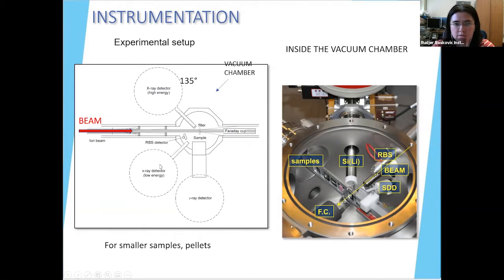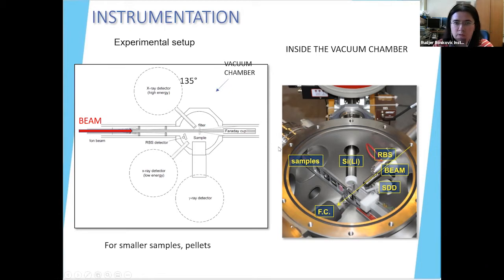Also, we can put different types of detectors. For example, we can have one X-ray detector, another X-ray detector. This RBS detector is for detecting the backscattered protons. And for example, we can additionally put in a gamma ray detector. And here is the inside view of the vacuum chamber. So the beam passes through this collimator. Here is the sample, the Faraday cup. And here we have this RBS detector, a silicon lithium detector, and an SDD detector for X-rays. Usually this type of experimental setup is used for smaller pellets, which can be put inside the vacuum.